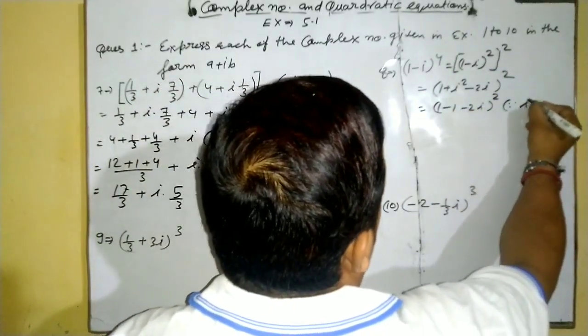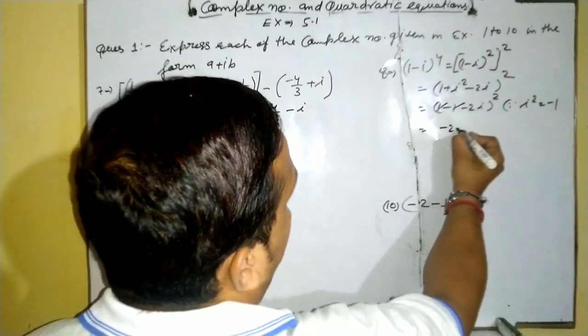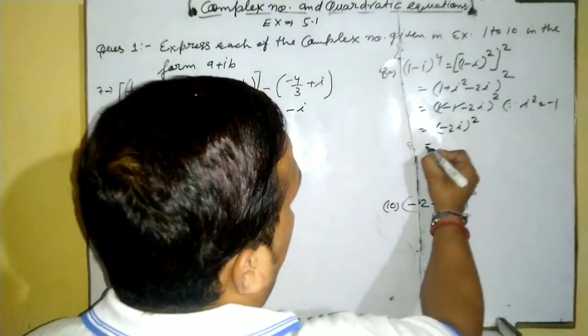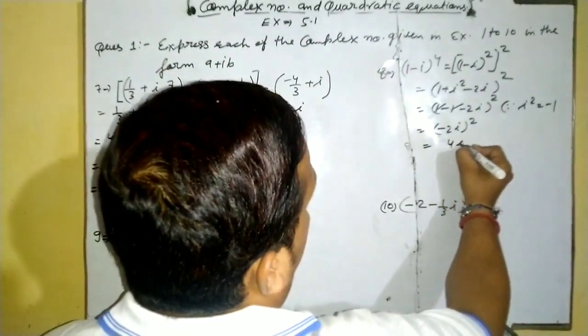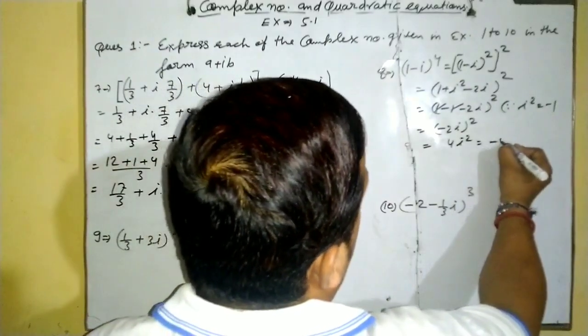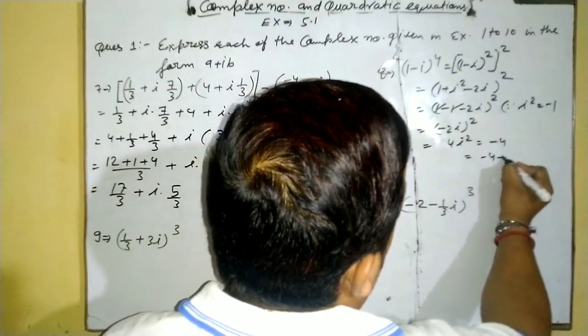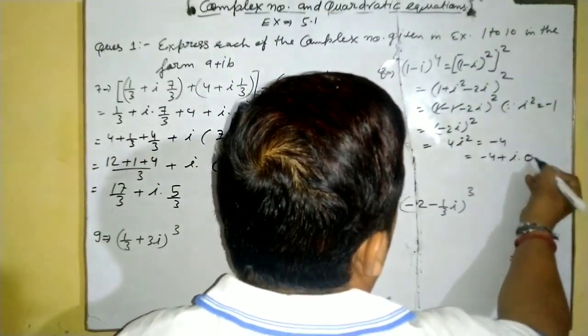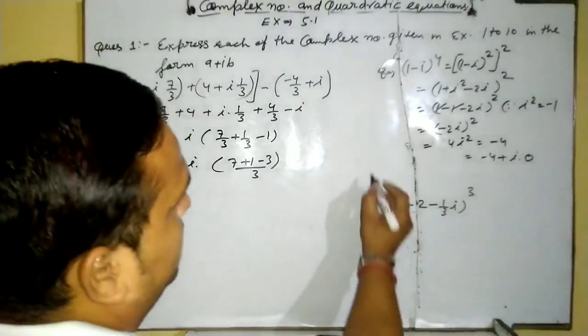Since i square is equal to minus 1, so this will cancel out. Minus 2i whole square, and minus 2i, so this will be 4 i square, and minus 4i. Again i square is minus 1, so we can write minus 4 plus i0 is the correct answer. And questions 9 and 10 are the same.